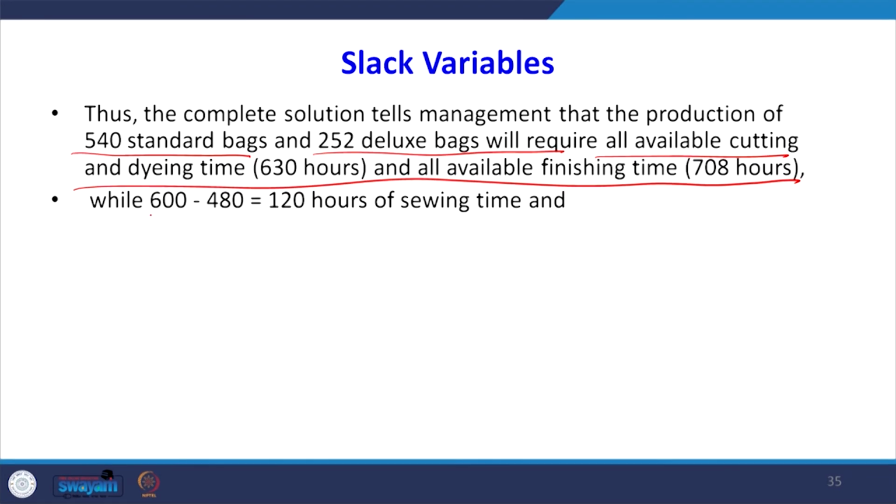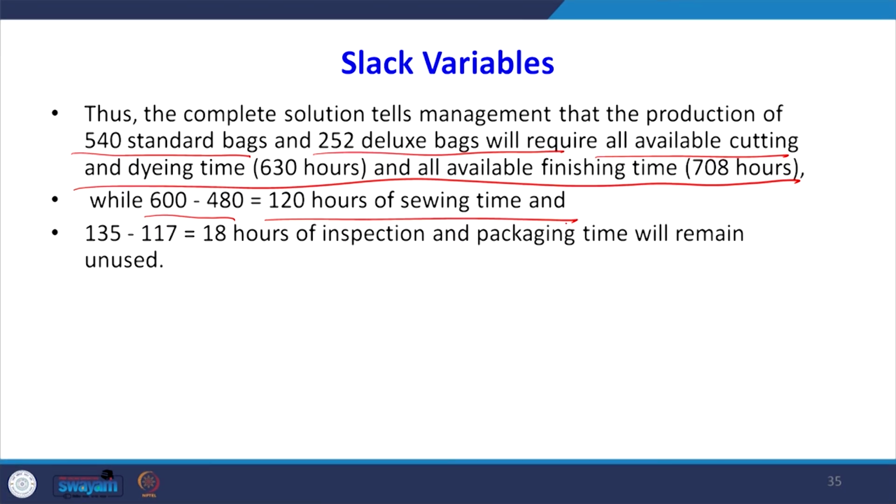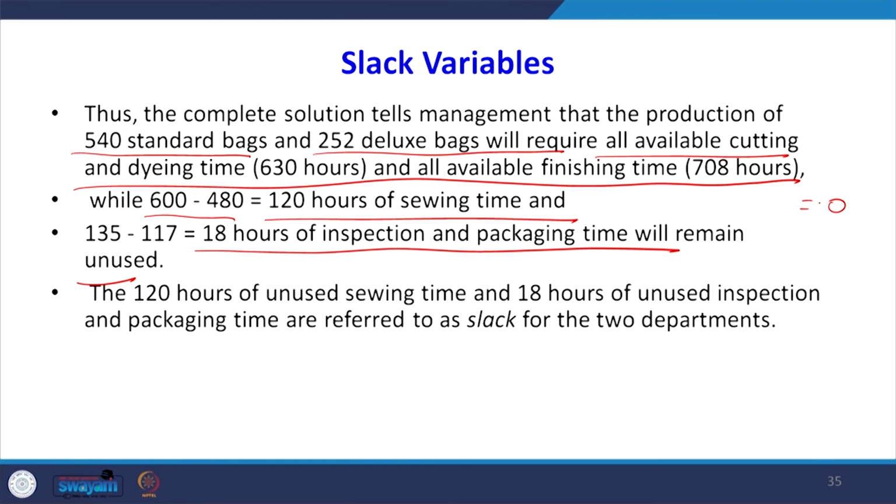While 600 minus 480, so 120 hours of sieving time, and 135 minus 117, so 18 hours of inspection packaging time, will remain unused. So, what we are understanding out of these 4 constraints is that we have 0 slack variable for 2 constraints. For another 2 constraints, we have some positive slack variables. If it is a positive slack variable, in that department there are unutilized resources available.